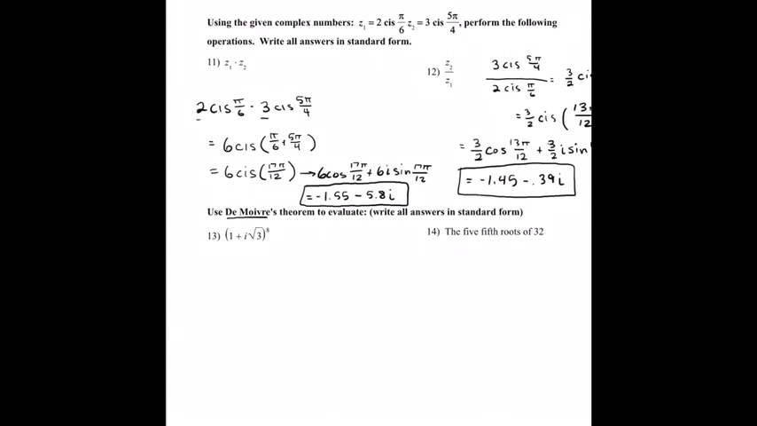Okay, and then de Moivre's theorem says if we have some complex number in trig form, then z to the power of n is r to the n, and then you multiply the angle by that power. So what we need to do is convert this complex number into trigonometric form first. And then we can apply De Moivre's theorem.